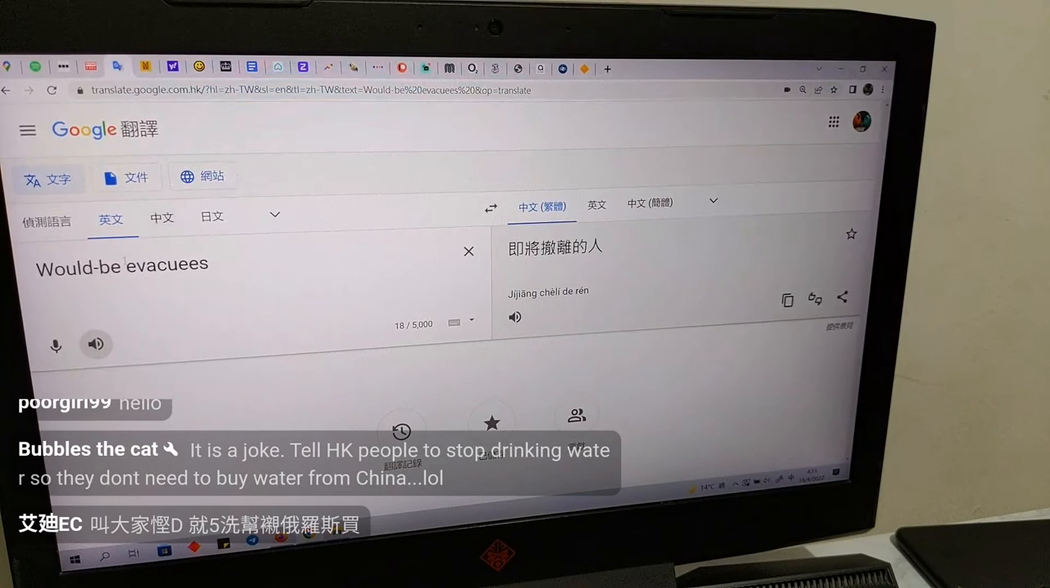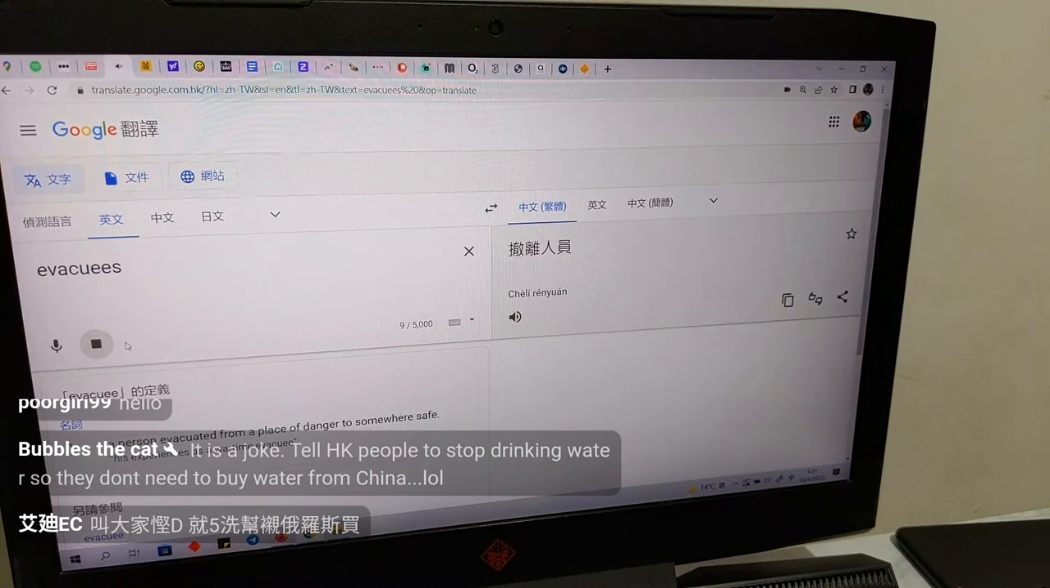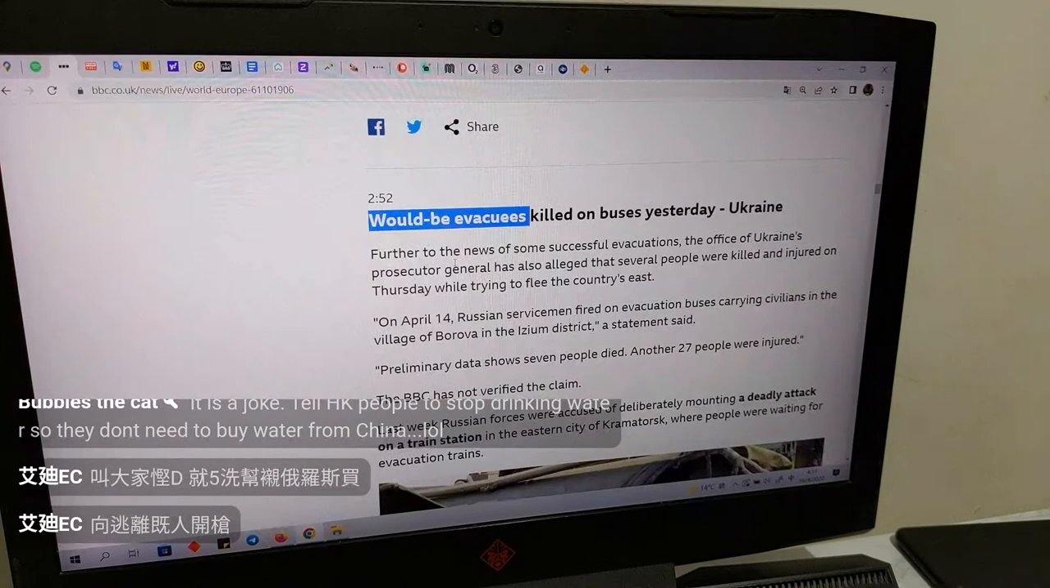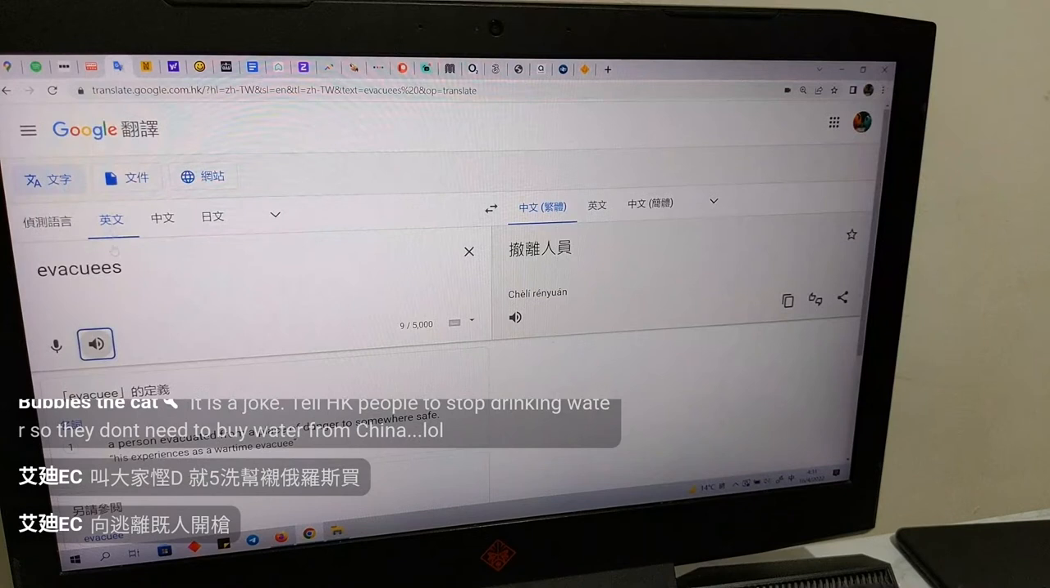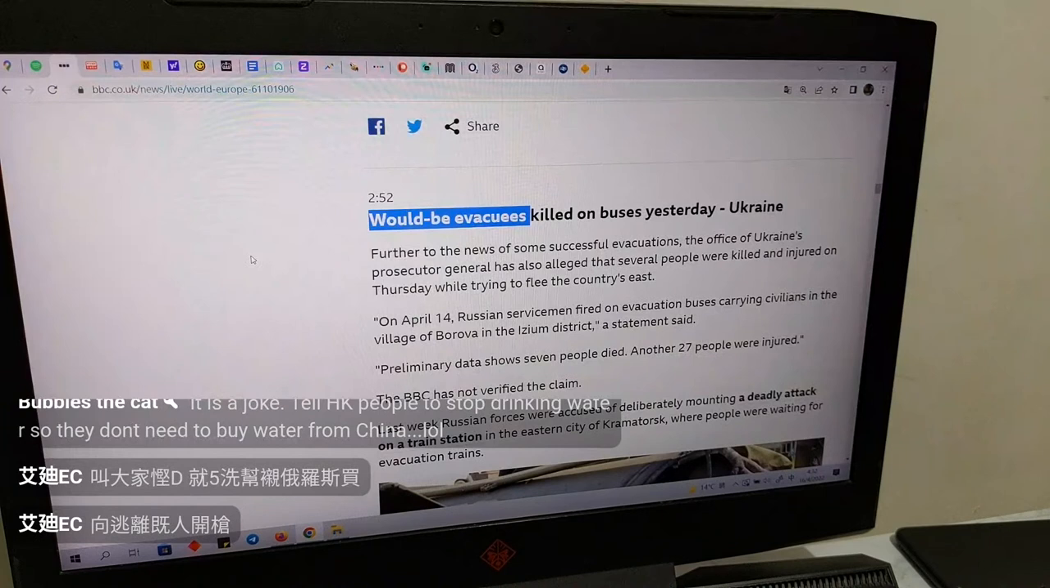Wow, how do I pronounce this word? I really cannot pronounce this word. Evacuees. Evacuees. Okay. Evacuees. Okay, I see this. Wow, it's difficult. Evacuees. Let me see. Okay. Would be evacuees. Evacuees. Would be evacuees killed on bus yesterday.